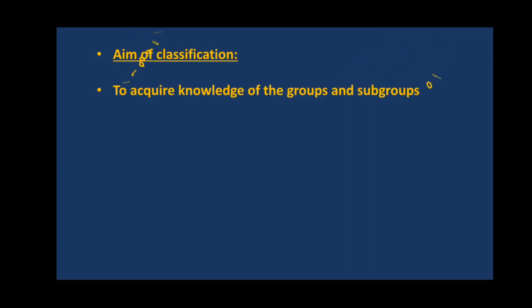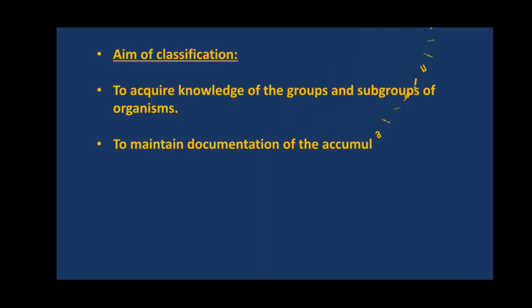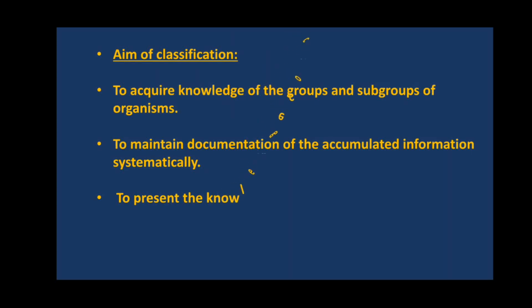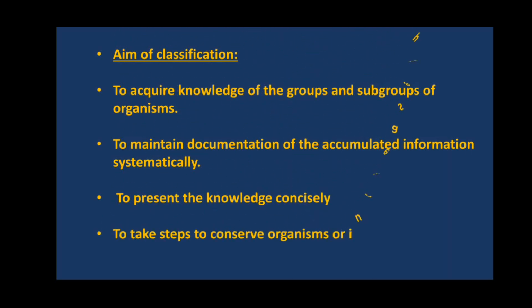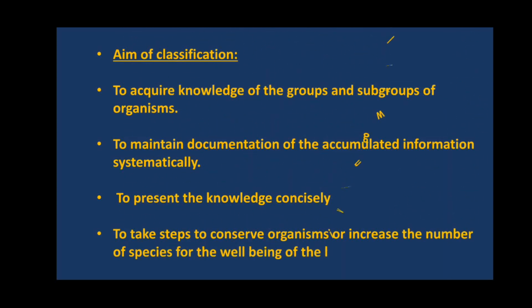Now, the aim of classification, or why classification is needed. Number one, to acquire knowledge of the groups or subgroups of organisms. Number two, to maintain documentation of the accumulated information systematically. Number three, to present the knowledge concisely. Number four, to take steps to conserve organisms or increase the number of species for the well-being of the living world.